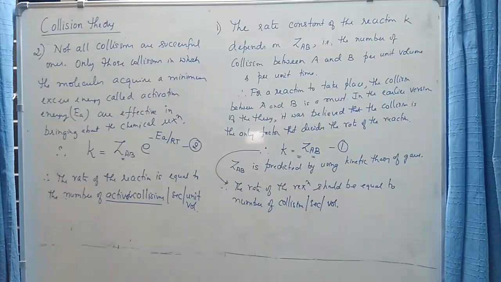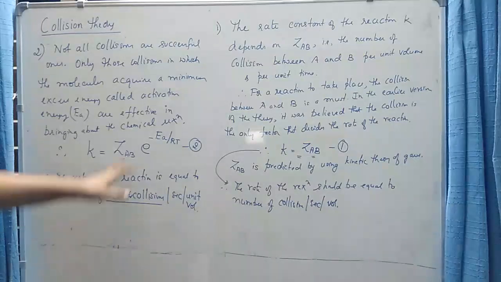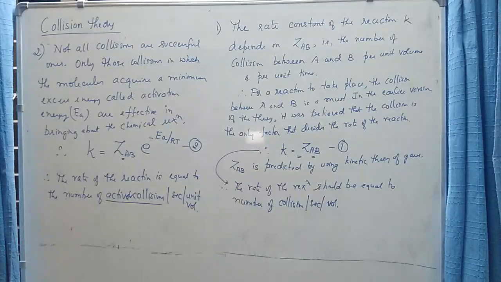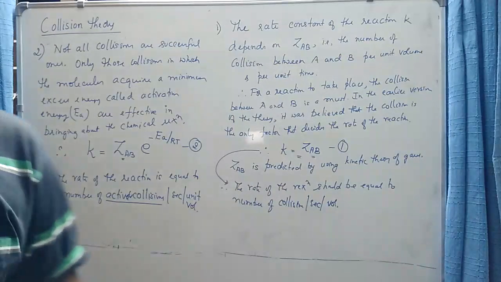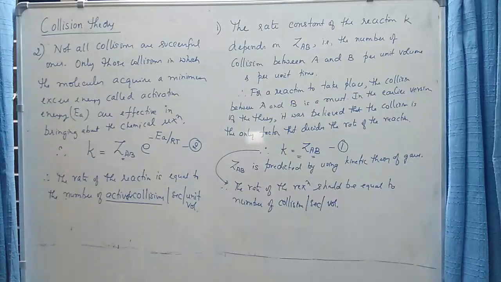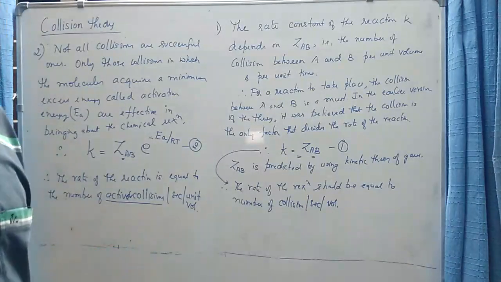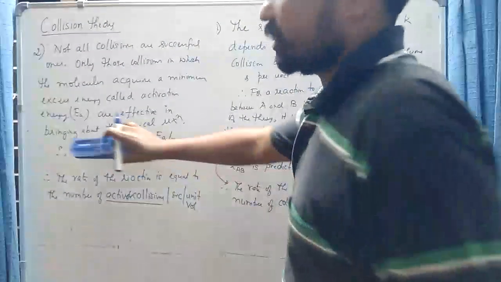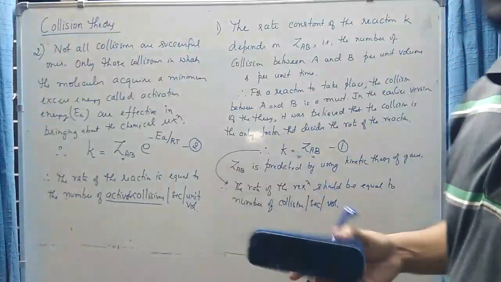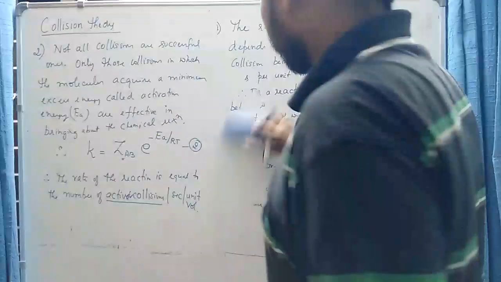So they made further modification into equation 2 and they introduced a term or a factor called the probability factor or steric factor. So what is this probability factor or steric factor? The purpose of introducing this probability factor or steric factor is to reduce the theoretically predicted value of rate constant K.